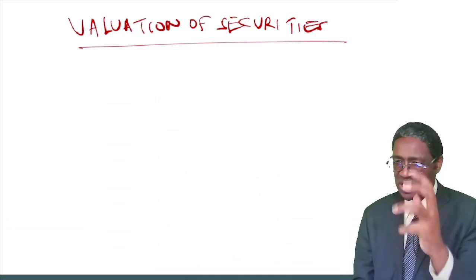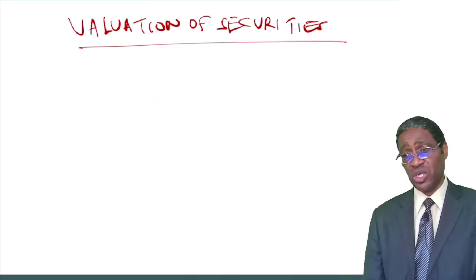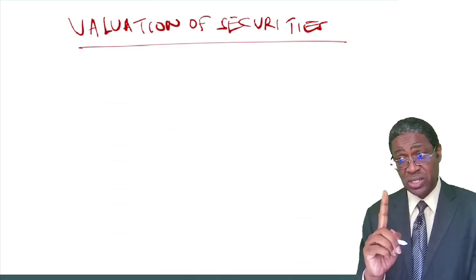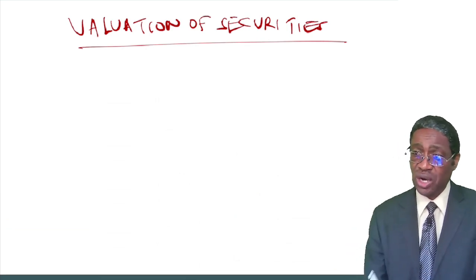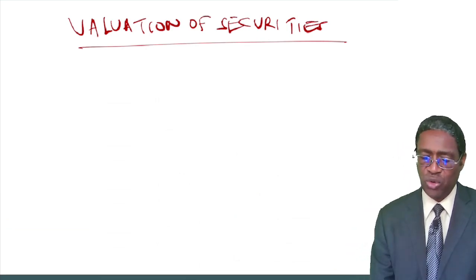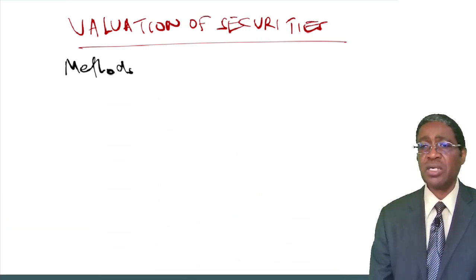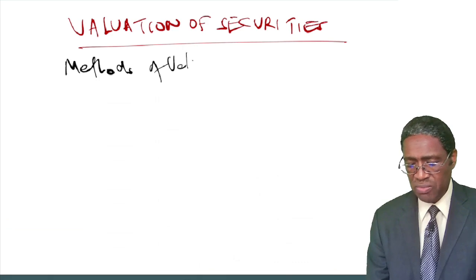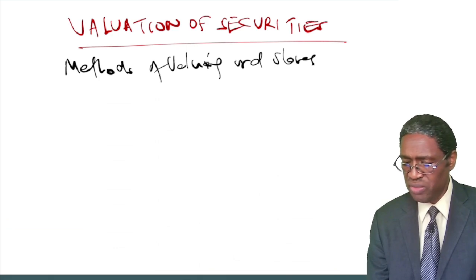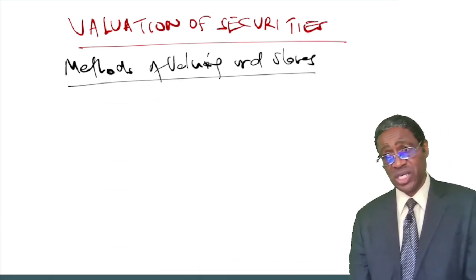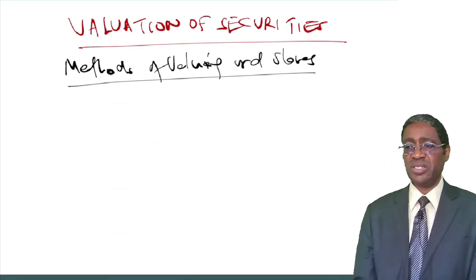The intrinsic value. Let's start with the first kind of security, and that's the ordinary shares. How do you get the value of ordinary shares? How do you determine the value of ordinary shares? So we want to discuss the different methods of valuing ordinary shares. So let me discuss the methods. Don't write, we shall put down everything later.